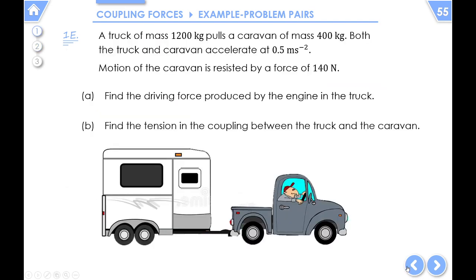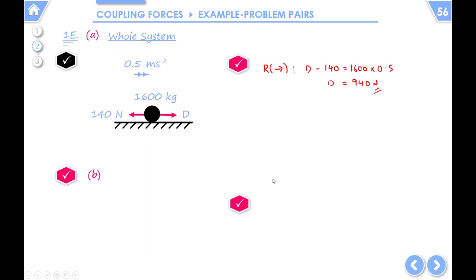Okay, in part B, just a reminder, we're trying to calculate the tension in the coupling. There's actually two ways we could do this now that we know D. The way I'm going to do it is by looking at the forces on the caravan. So, we have a tension force in the tow bar pulling it forwards. There's no driving force in the caravan. And we have a resistive force which was just acting on the caravan of 140 newtons pulling backwards.